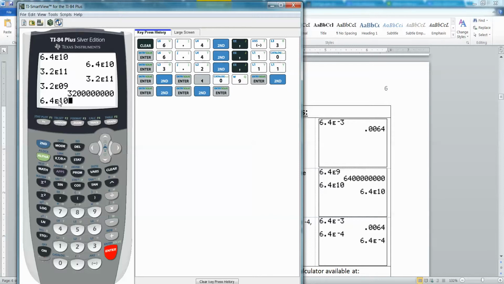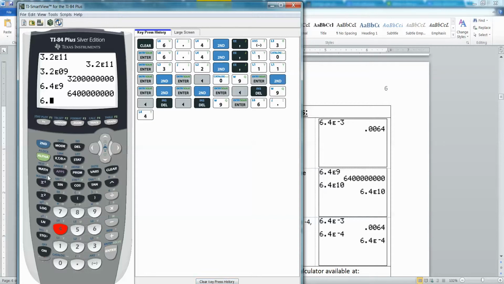So last one I did was 6.4E10. Let me do 6.4E9 just so you can see. Ooh, that's 19. That's not good. There we go. E9. Cool. Okay. So it'll do this 10 decimal places. It will not do anything more than that. And there's nothing magical about 6.4. That's just the number I happen to pick.